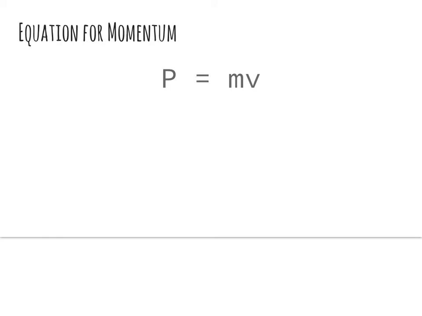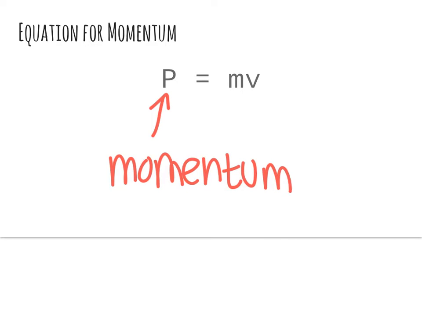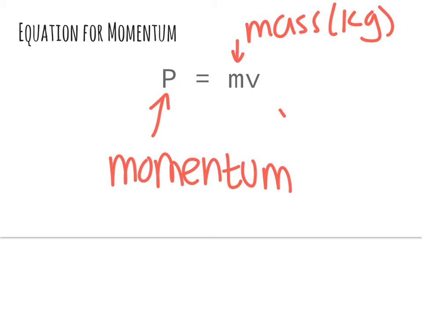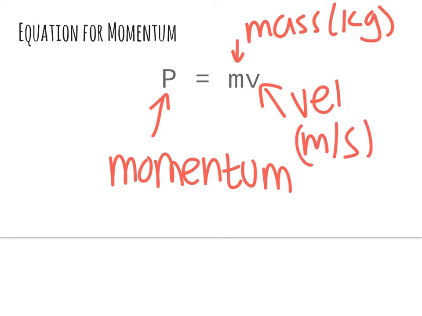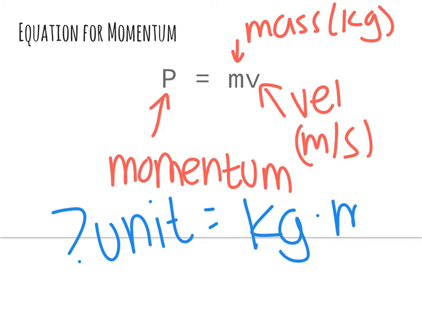All right, so our equation for momentum is p, which stands for momentum. In physics, we often run out of things to use for our abbreviations, so we use p for this. m stands for the mass of the object, and this is going to be in kilograms, and v is velocity, which is going to be in meters per second. So the big question is, what is the unit for momentum? It's kind of weird. It's kilogram meters per second, which we get from multiplying mass times velocity.